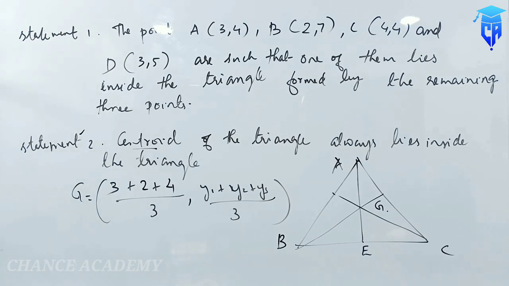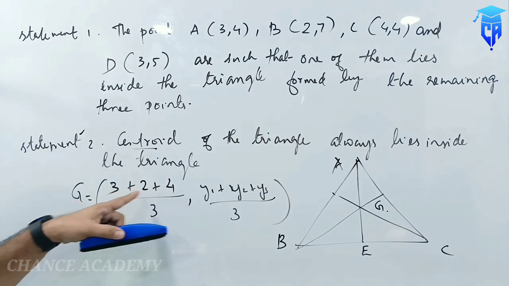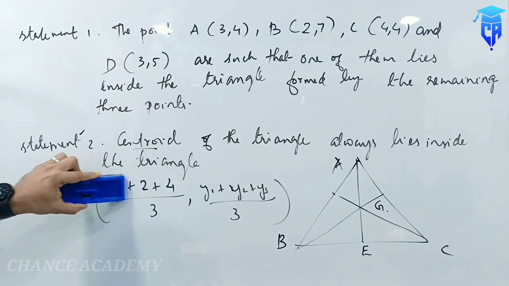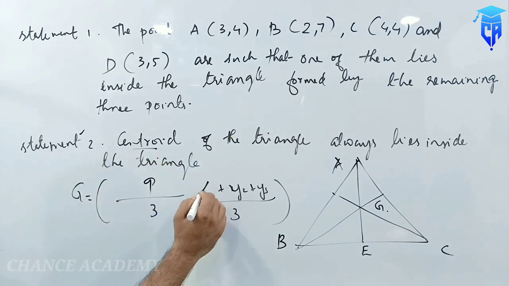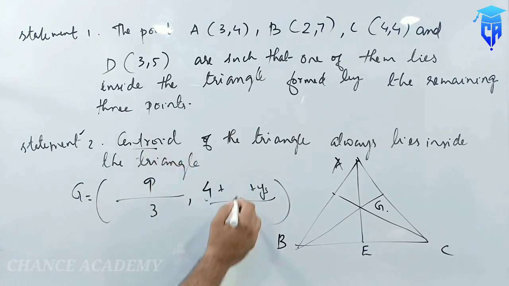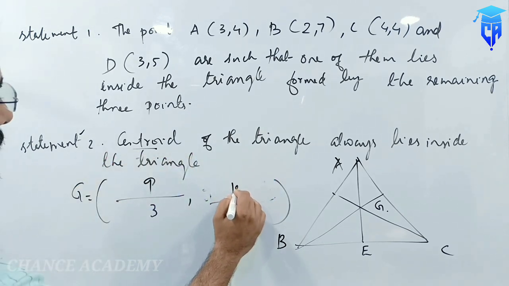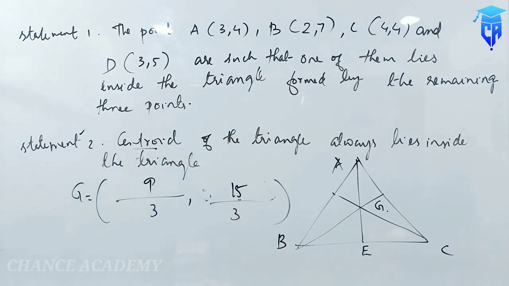So this is 7 plus 2, 9, and 9 by 3 is 3. And the respective y coordinates: y1 is 4, y2 is 7, y3 is 4. So again here it is 8 plus 7, this is 15. So 9 by 3 you get 3, and 15 by 3 is 5. This is actually D. And the first statement is also true.